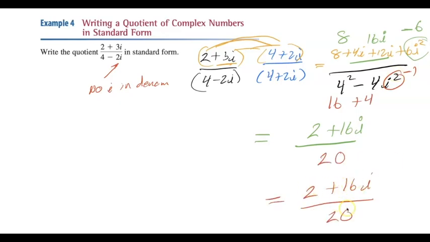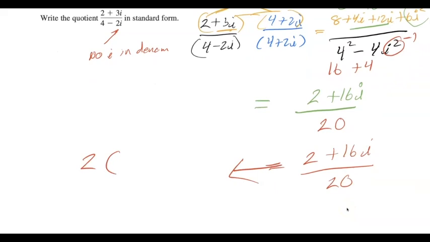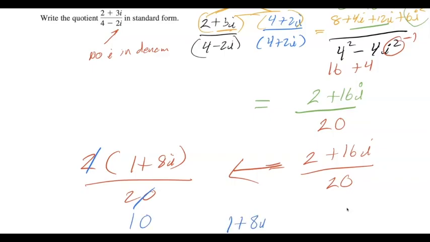You can factor out 2, and that would reduce. I would factor out 2 from the top: 1 plus 8i over 20. And then now these two reduce. I get 1 plus 8i over 10. That's the most factored form.